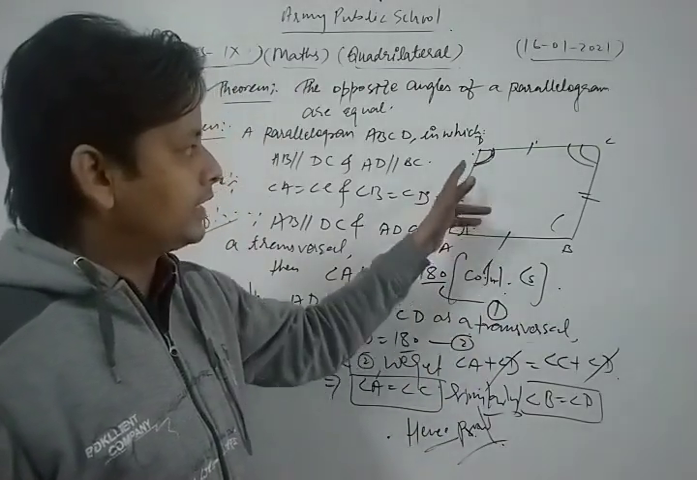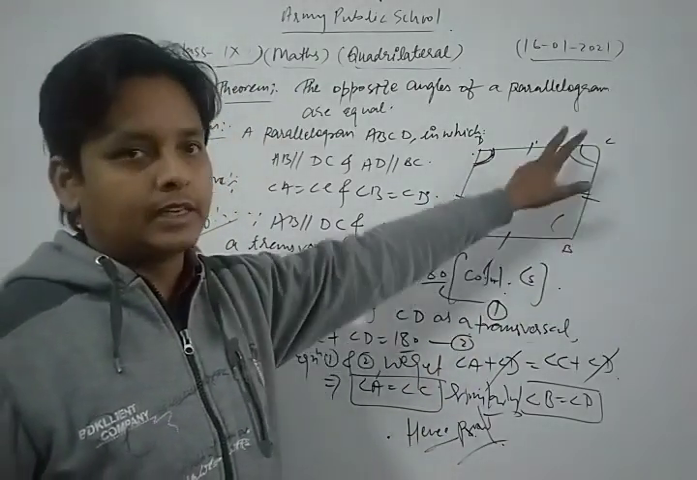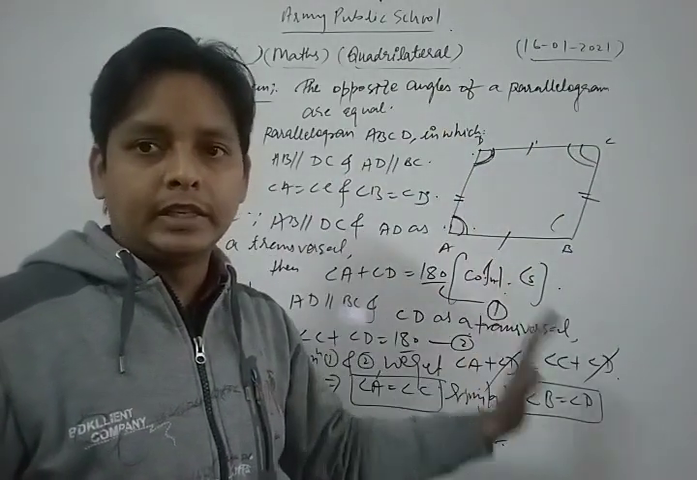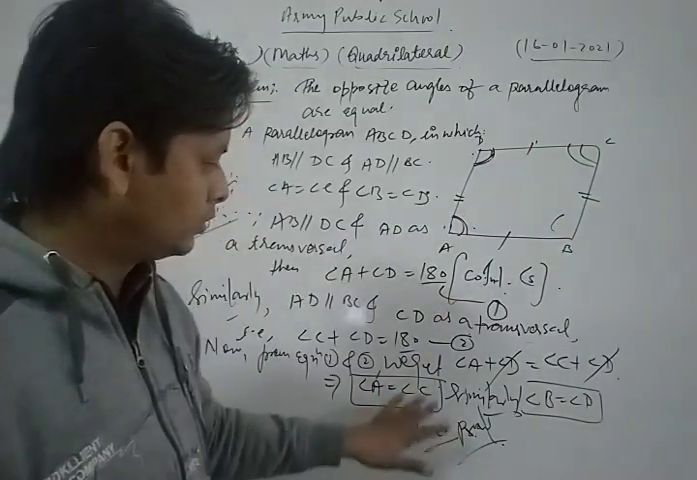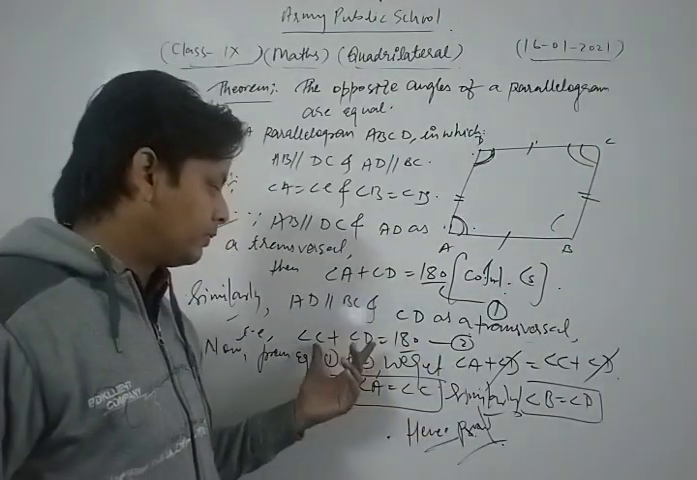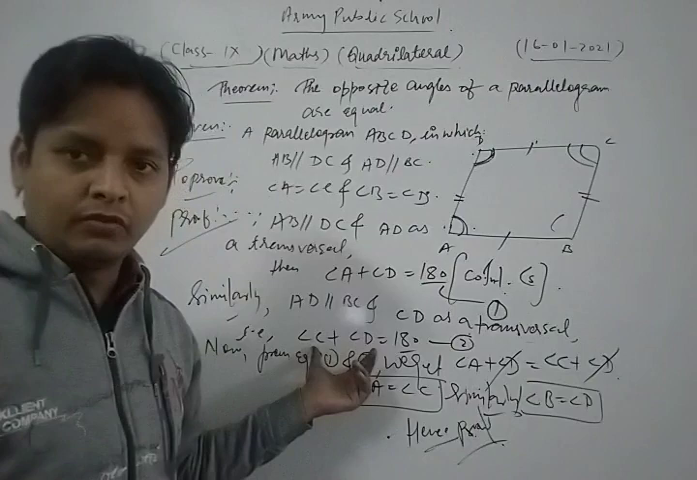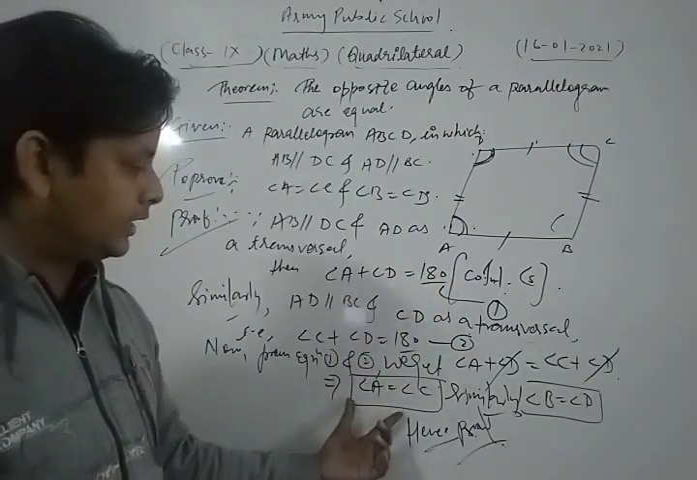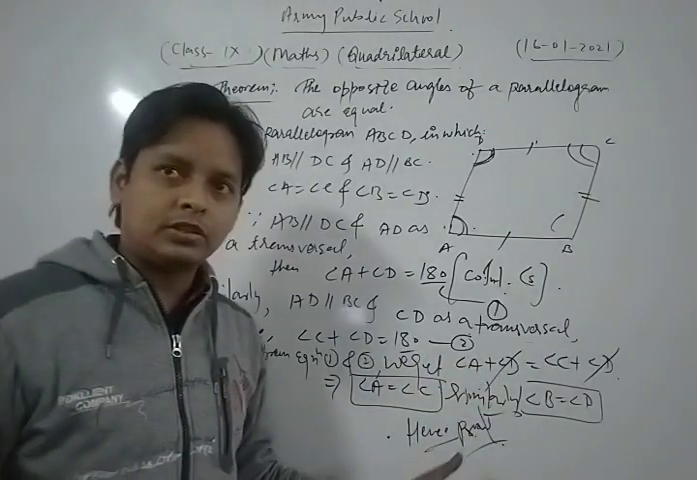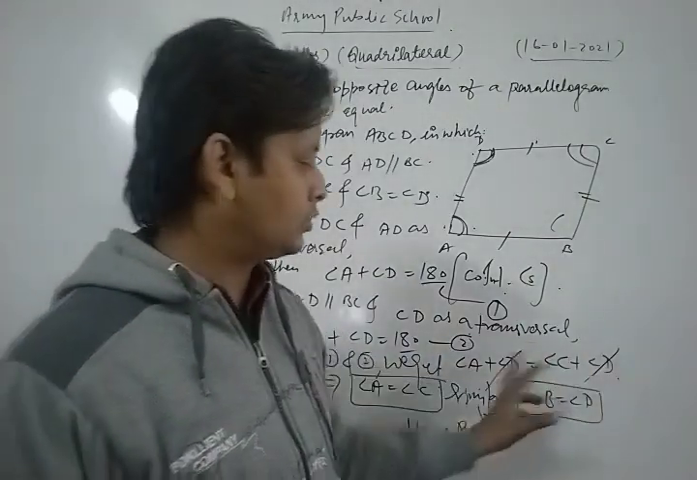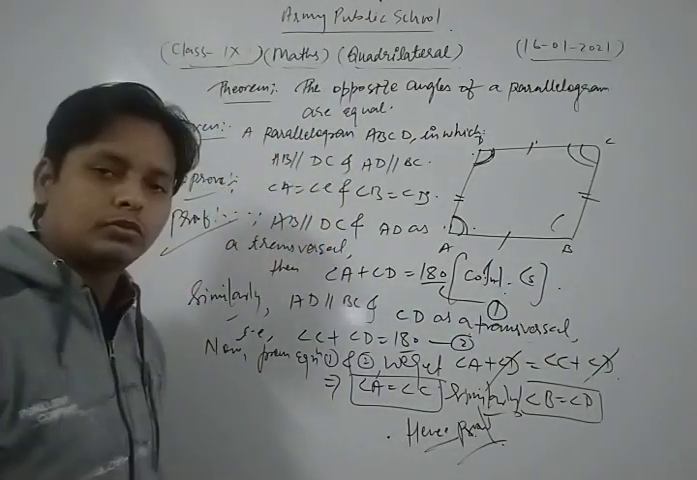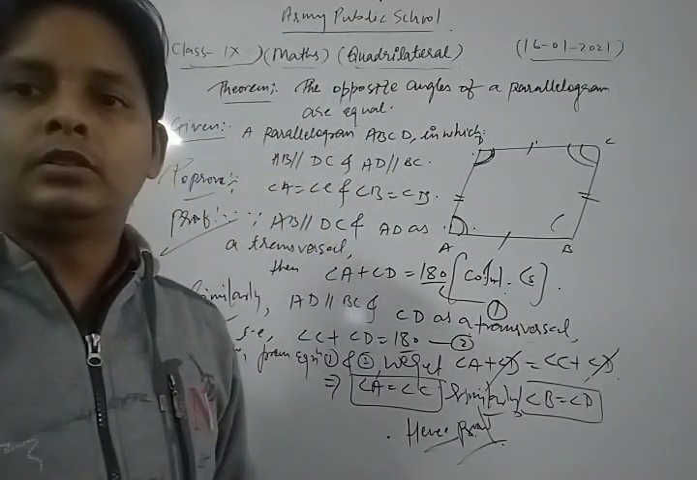Then we take AD parallel to BC and CD as a transversal. Then angle C and angle D also form co-interior angles, and they are also supplementary to each other, meaning their sum of measures is 180. So we form equation 2. Now using 1 and 2 we write that relation. Angle D cancels on both sides, so angle A is equal to angle C. Similarly we can prove angle B is equal to angle D.